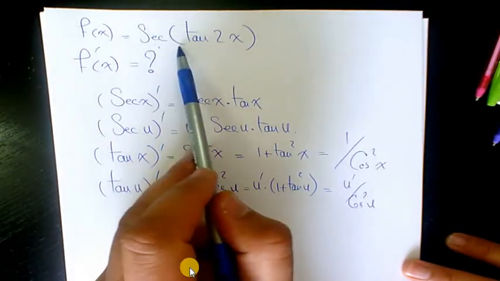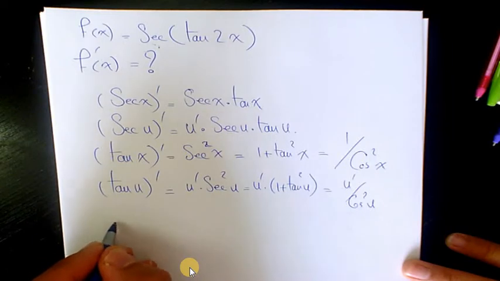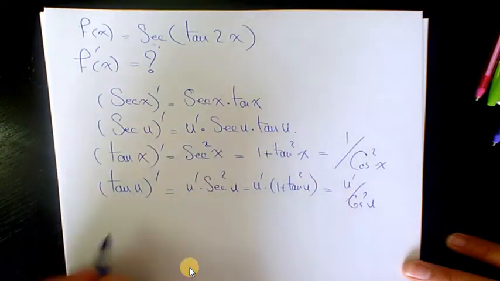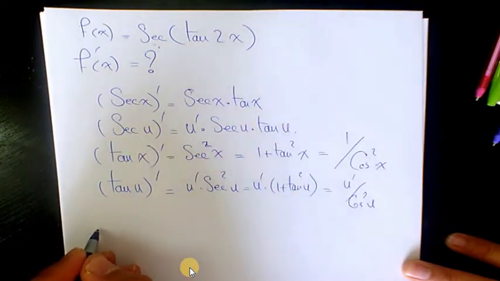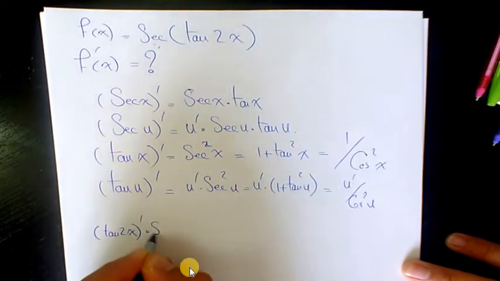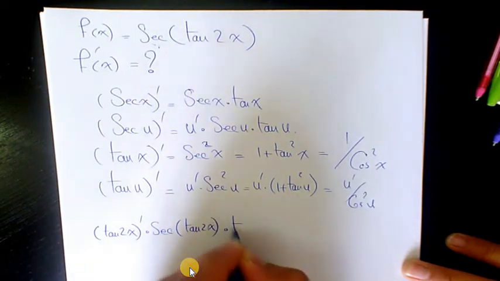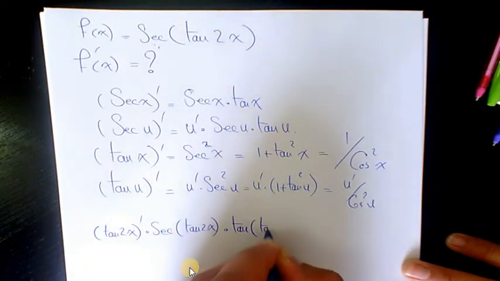Is secant of tan 2x, which will be, I need to use this formula. It's going to be u prime, which is the derivative of tan 2x, times secant tan 2x times tan of tan 2x.